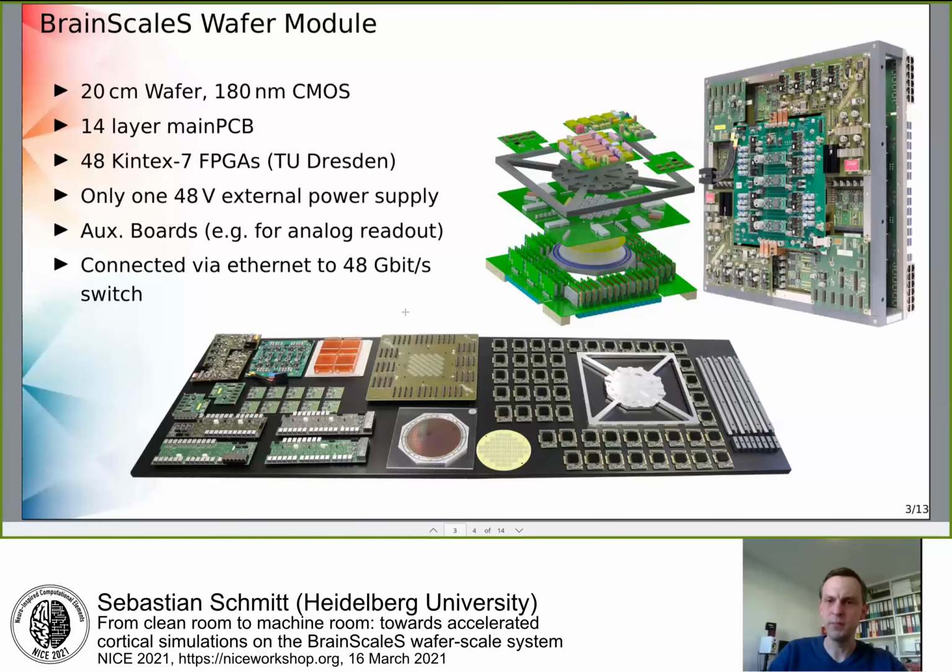So the bandwidth to one wafer module is then 48 gigabits, and all the wafers, all the FPGAs are connected to one switch. You also need some auxiliary boards at the moment, for example, for analog readout. But this module is already pretty self-contained. For example, you only need one 48 volt external power supply, and everything else is already generated by power boards on the module.